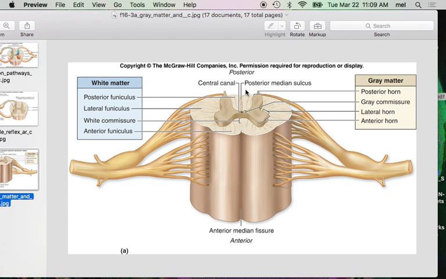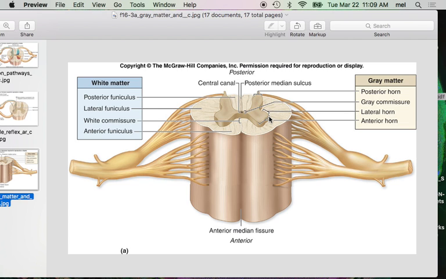Now, as far as labeling the gray matter, it's also pretty easy as long as you can tell anterior from posterior. They call them horns. So you have anterior gray horns. I call them gray horns. That's how I learned it, but you don't have to put the gray in there if you don't want to. Posterior gray horns, lateral gray horns.